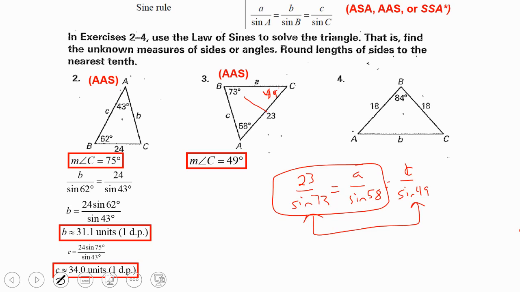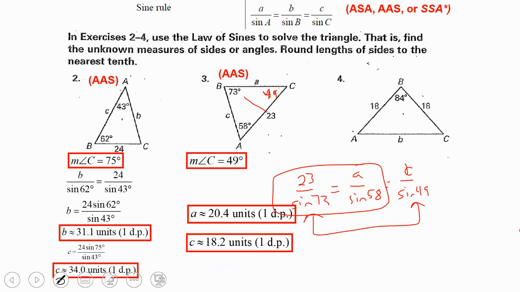So go ahead and pause and see if you can solve it. Set up your two proportions. So that's A is 20.4, and that's C, 18.2.